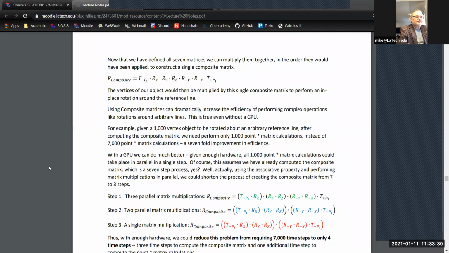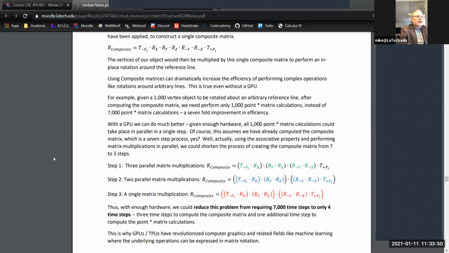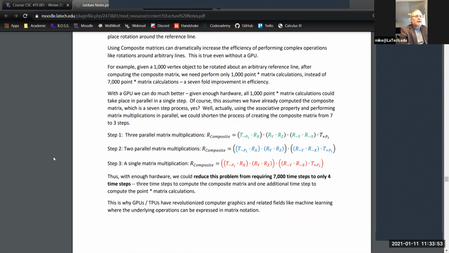By doing first 3 of the matrix multiplications in parallel, then 2 matrix multiplications in parallel, and then the final matrix multiplication by itself. So really, with infinite hardware, rather than having 7,000 time steps, I could do the whole problem theoretically in just 4 time steps. That's amazing. Given enough hardware, let me repeat that, I can go from a process that would take me 7,000 steps, right? I can get that down to 4.